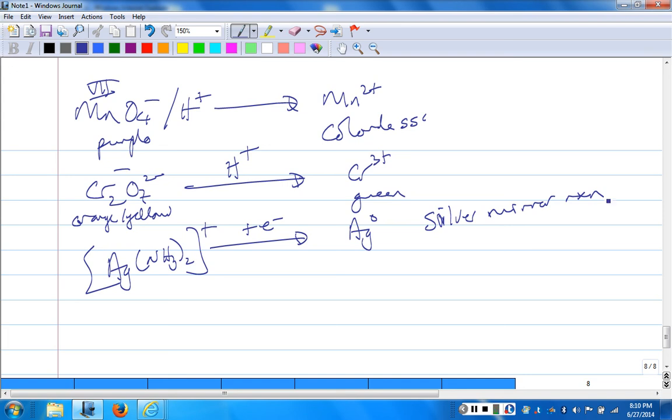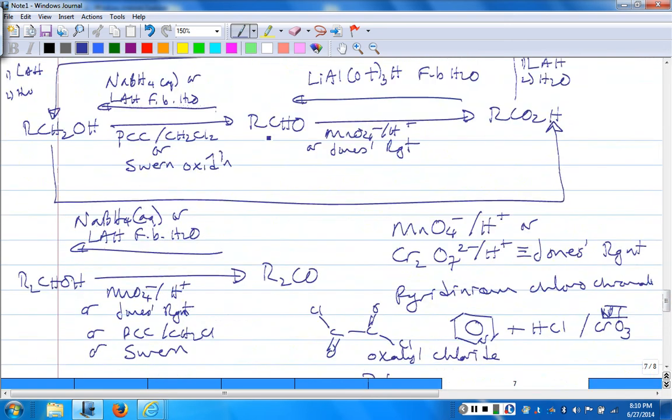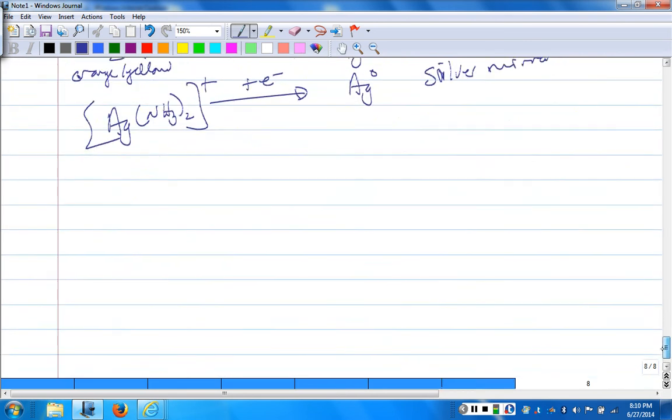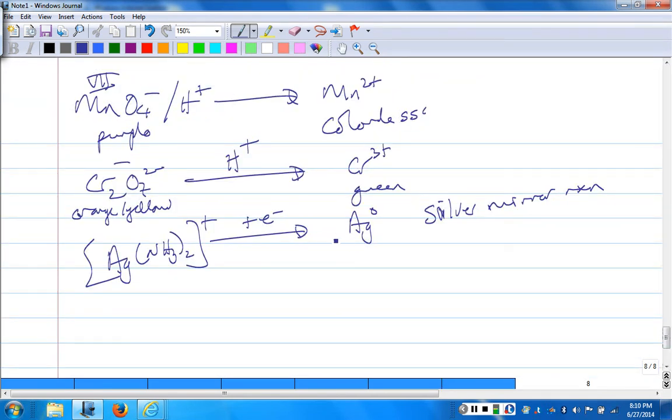In fact, the silver mirror reaction has two values. It is a synthetic tool for oxidizing aldehydes into carboxylic acids, right? So I'm going to use Ag(NH3)2+. This would be step 1, and step 2 would be H3O+. But it is also a qualitative test for the presence of aldehydes, because if the compound is an aldehyde, then when I use the Tollens reagent, what I'll see is a silver mirror.